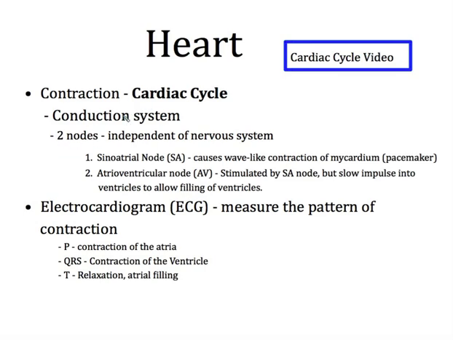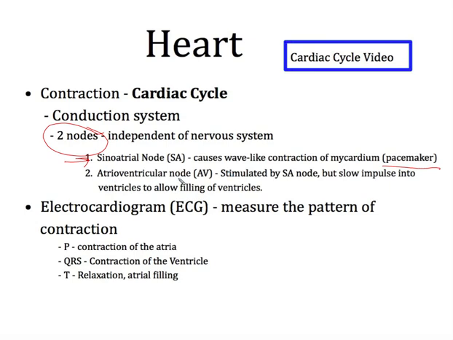In order to get your heart to continue to work, it has to be controlled by something. So we have these two nodes, which are independent of your nervous system, but they are kind of your electrical stimulators. The first node is called the sinoatrial node, the SA node. This causes your wave-like contraction of the myocardium and acts as the pacemaker of the body. So your SA node, your sinoatrial node, is the pacemaker.